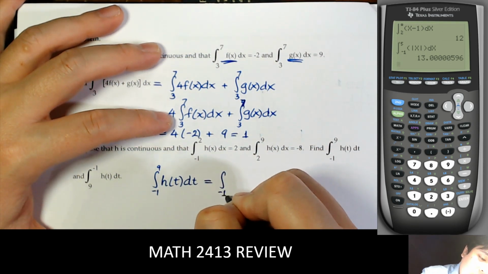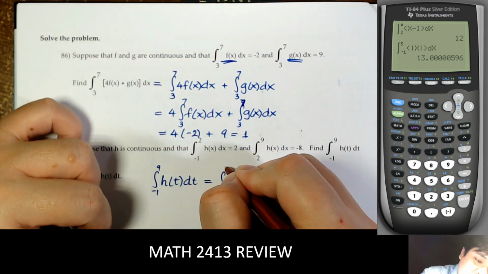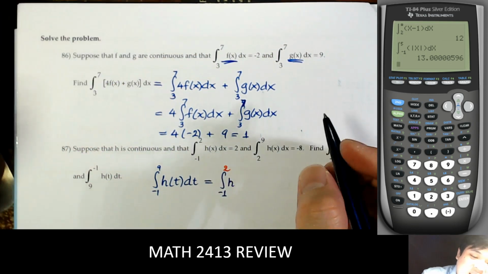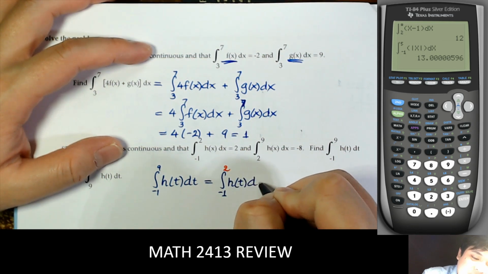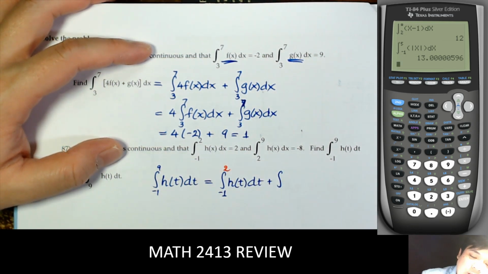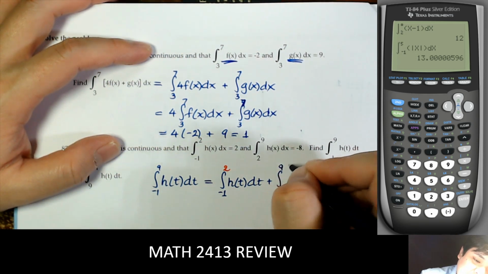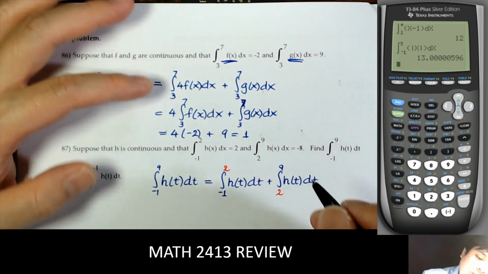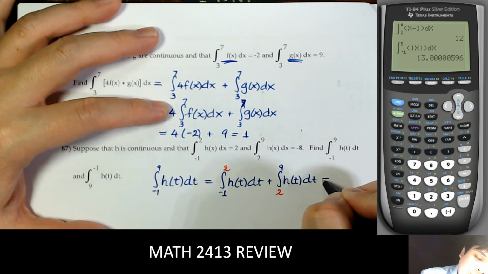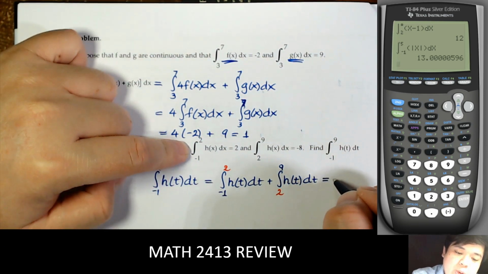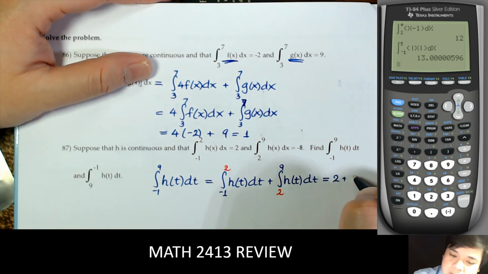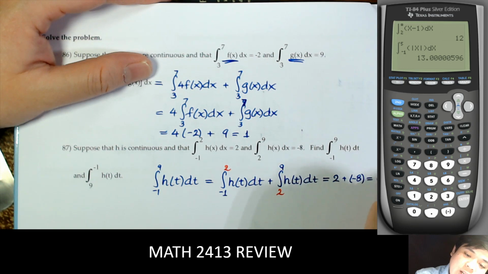So we can go from -1 to 2 first. And x and t really don't matter. And then we can go from 2 to 9, h of t dt. And -1 to 2 is 2, and 2 to 9 is -8. So it is equal to -6.